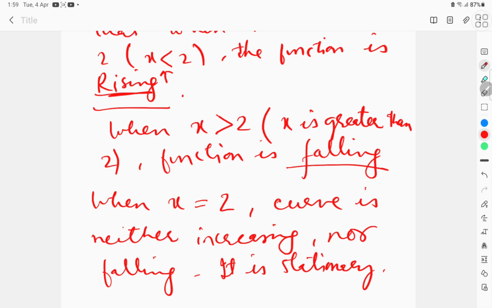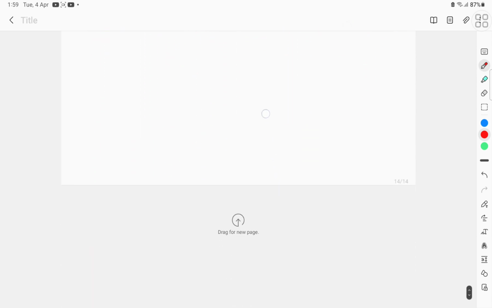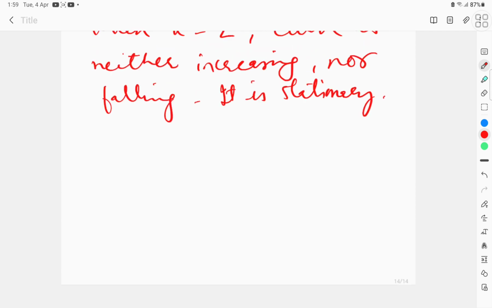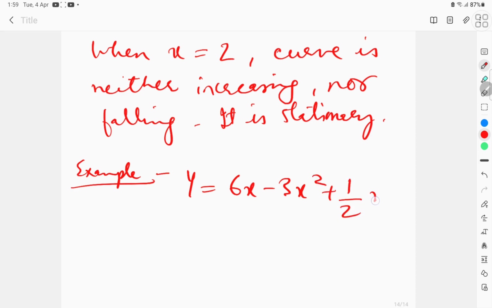And there are some more examples we can also solve, so let us take one more example. Example 3: y is equal to 6x minus 3x square plus 1 upon 2x cube. We need to find out the quantitative analysis and the graphical representation of this. We need to find out the graphs. So we will differentiate this function.